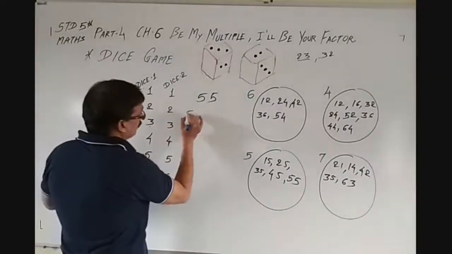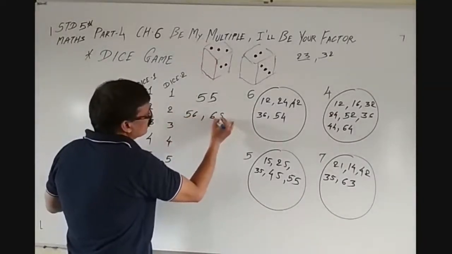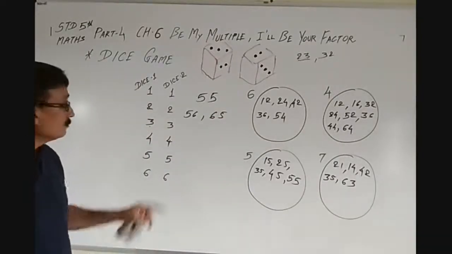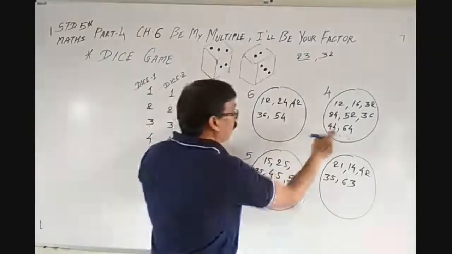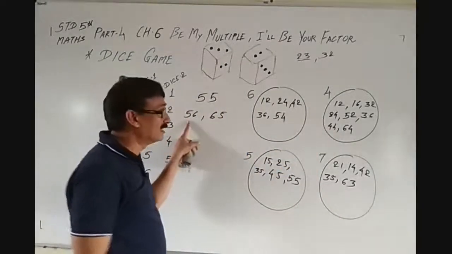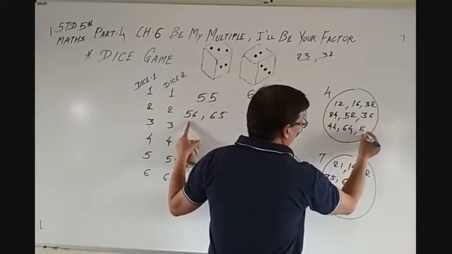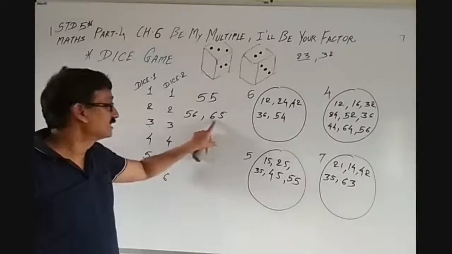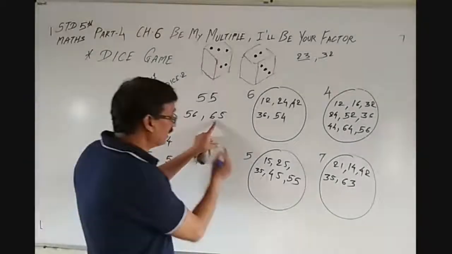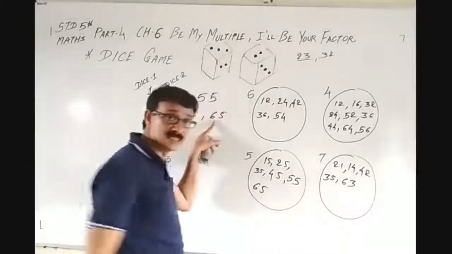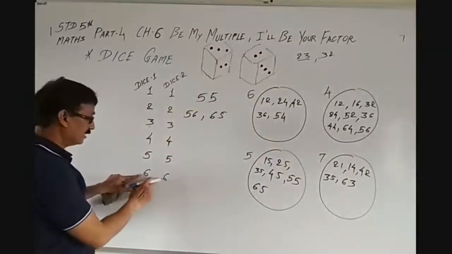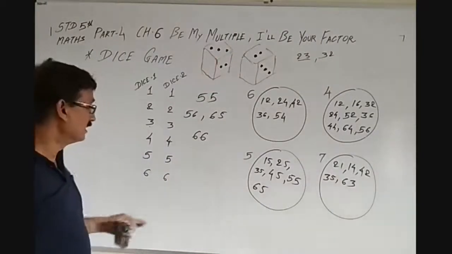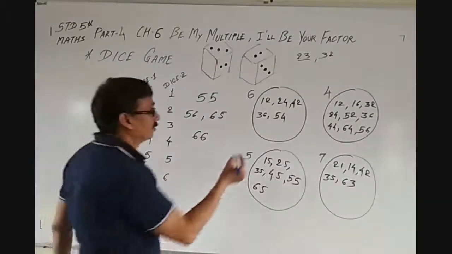5 6 and 6 5. Now 56 is a multiple of 4, isn't it? So 56 is a multiple of 4. And anything else? No. But 65 is a multiple of 5. So here I should write 65. Then after the next and last number, that is 6 6. 66 is a multiple of 6.